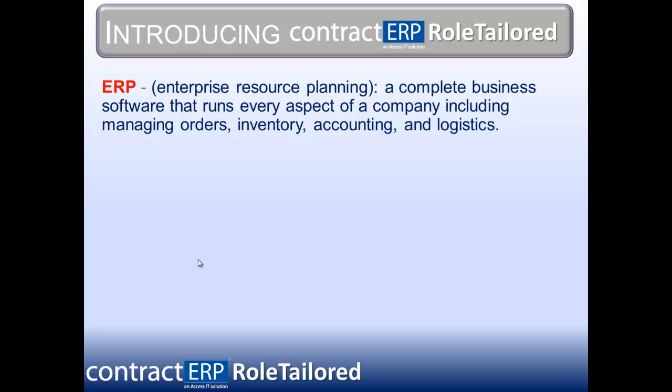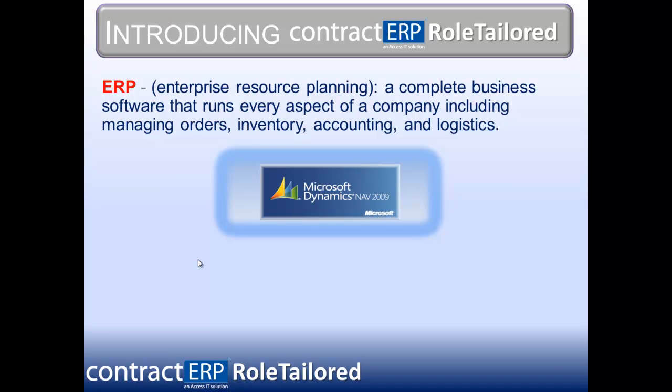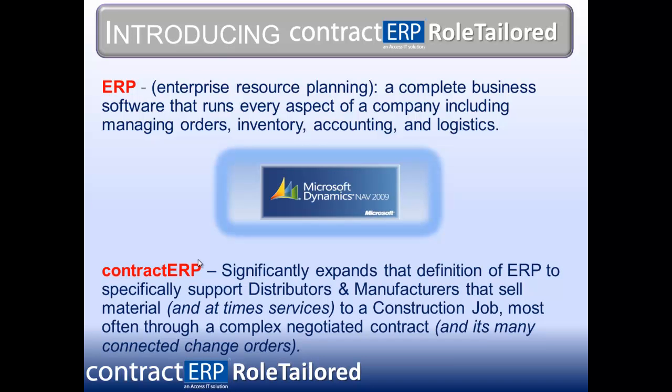Now, going back to contractERP, let's start with the second part of the word, ERP, which probably everyone on the call knows. Enterprise resource planning systems are a complete business software that run every aspect of your company, including managing orders, inventory, accounting, logistics, and so forth. Now, in order to provide the most accurate business solution for the industries that we serve, we first and foremost partner with the most flexible, powerful ERP system on the market, and that's Microsoft Dynamics NAV. I'll come back to that in a minute.